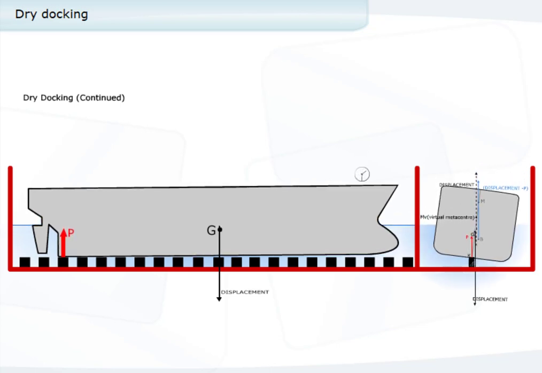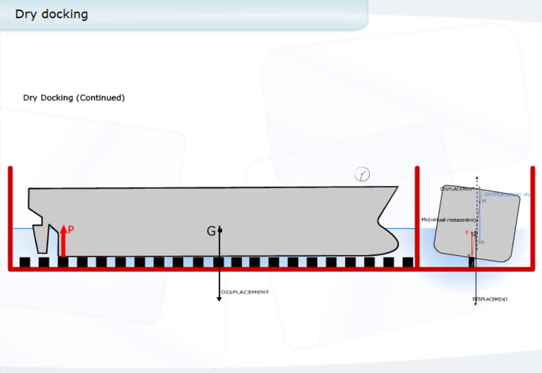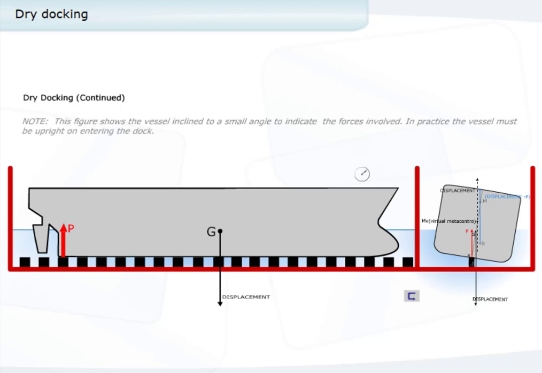However, the vessel will then be supported by keel blocks and bilge blocks or side supports along its complete length, which will keep the vessel upright. It is therefore critical to have sufficient positive metacentric height on initial entry into the dry dock. This will retain positive stability and keep the vessel upright until external measures are introduced to avoid the vessel falling over and off the blocks. Note: this figure shows the vessel inclined to a small angle to indicate the forces involved. In practice, the vessel must be upright on entering the dock.